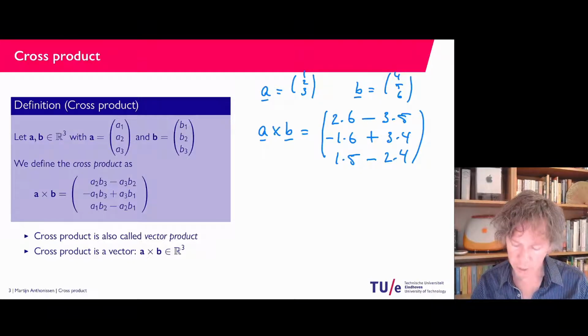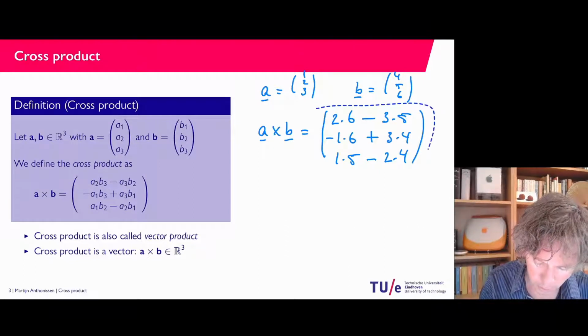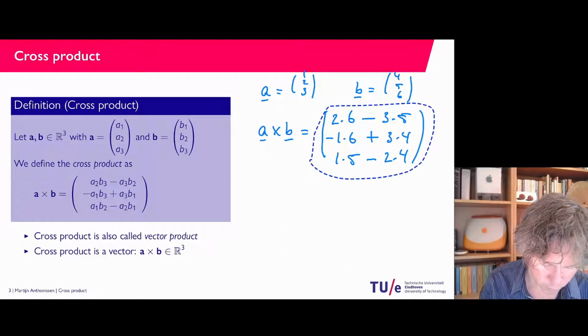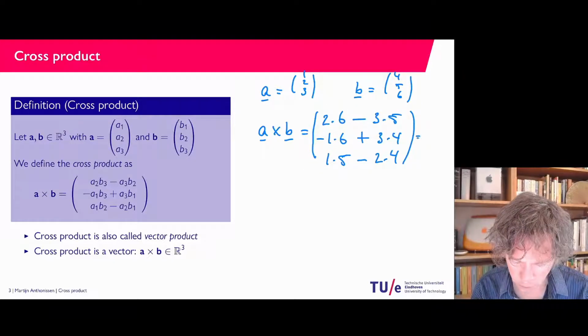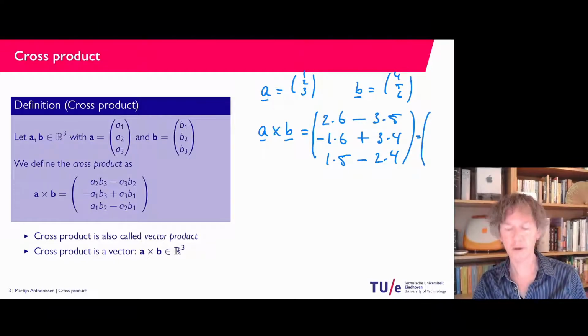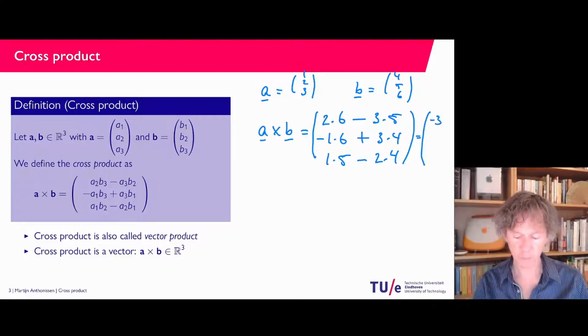So you see that we get the vector, let me make a little bit of space so I can put it behind here. So we get the vector equals, so we have 12 minus 15, that's minus 3. We have minus 6 plus 12, that's 6. And we have 5 minus 8, minus 3.